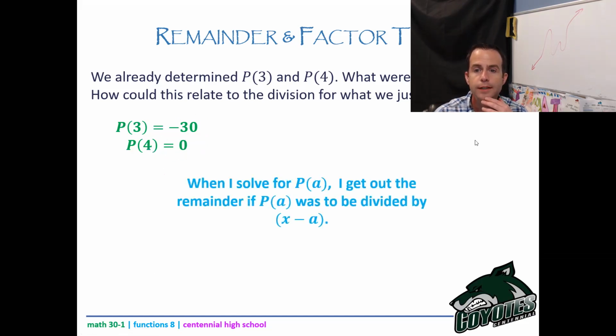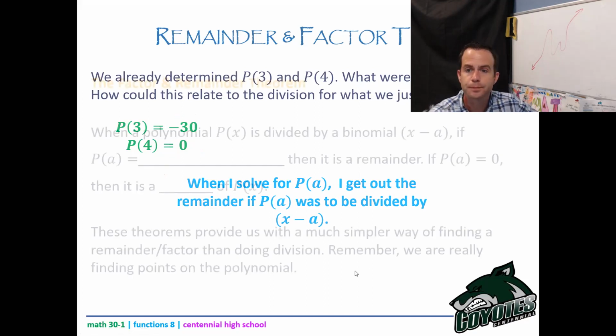So when I solve for P of A, I get out the remainder if P of A was to be divided by x minus A. Whatever I'm dividing by, that value for x that would zero that factor out, if I plugged that in, it will always give me out the remainder. Now, it is also always giving me out the point that's on the graph, right? But that y value actually represents the remainder of the polynomial, or of that polynomial division, okay? It's a really, really cool connection.